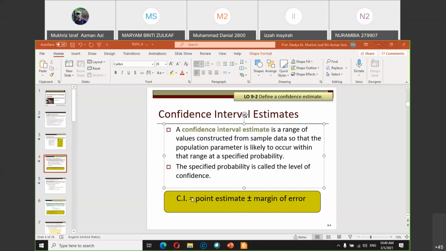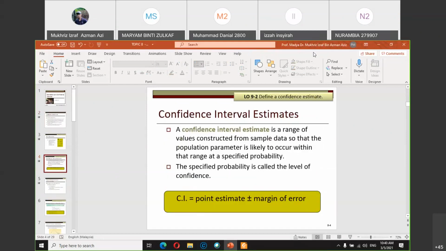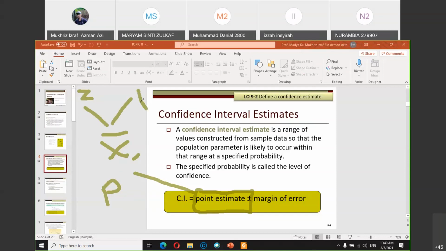So the formula for CI is basically the point estimate. You recall that here we have three parts, whether we are going to use the Z distribution, the T distribution, or the proportion. In our syllabus, for this point estimate, usually we are only focusing on two parts. The point estimate will be either X bar or P, the proportion. X bar means we can go using either the Z distribution or the T distribution. But for proportion, in this syllabus, we are only going to discuss using the Z distribution.